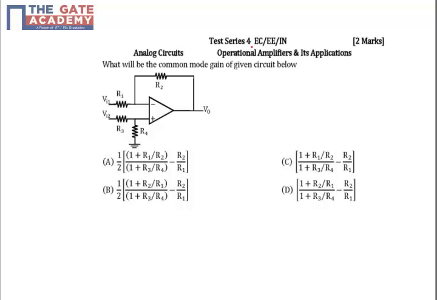Hello friends, this question is for the test series number 4. Subject name is analog circuit, topic name is operational amplifier. It's a 2 marks problem. The question says: calculate the common mode gain of the op-amp amplifier.